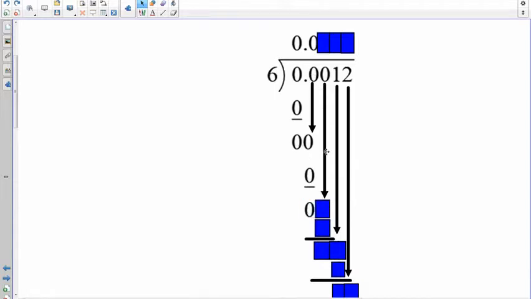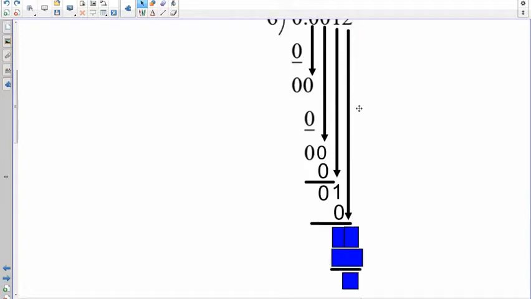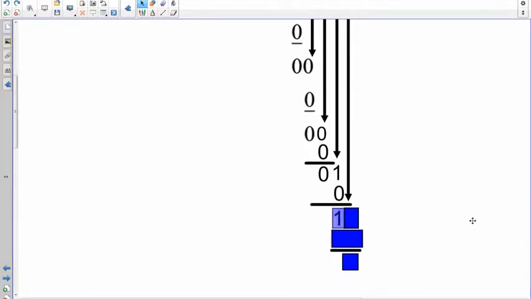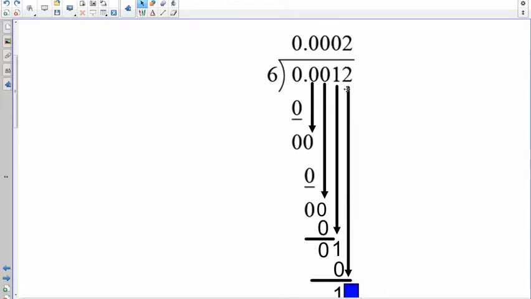And now I can bring down this 0. 6 does not go into this. It goes into 0 times. So put your 0 above this number we brought down. And of course, 0 take away 0 is 0. And now I can bring down the 1. 6 does not go into 1. You cannot make a 6 out of one item. So that means 6 goes in 0 times. Oops, sorry. That should be a 0 here. Okay? 1 take away 0 is 1. And now I can bring down this 2 right here.